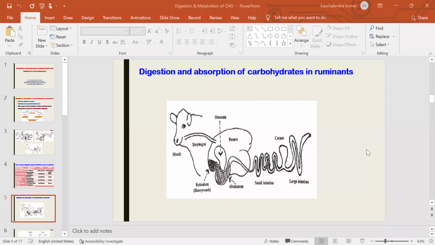Grazing cattle spend about 8 hours per day in rumination, that means in cud chewing itself. And they have diverse kinds of bacteria, protozoa and fungi. Rumen temperature, you know, is 39 degrees centigrade, rumen pH is 6.8. Bacterial population is 10 to the power 9 to 10 to the power 10 per ml of rumen content, protozoal population 10 to the power 6 per ml, and fungal population is 10 to the power 4 per ml of the rumen content.